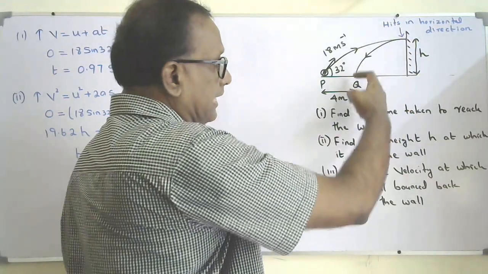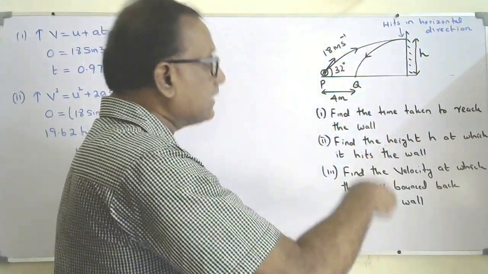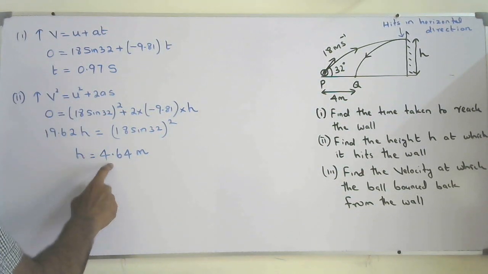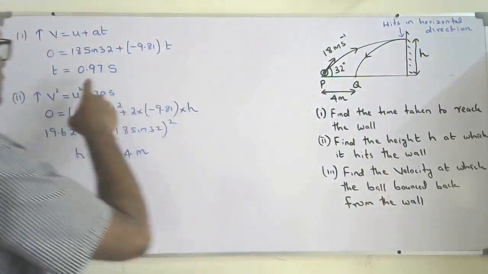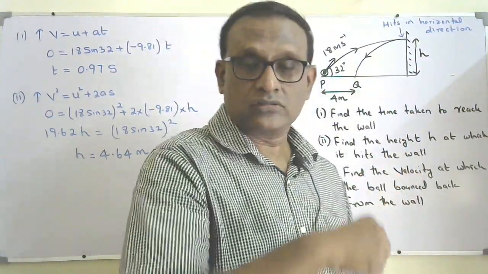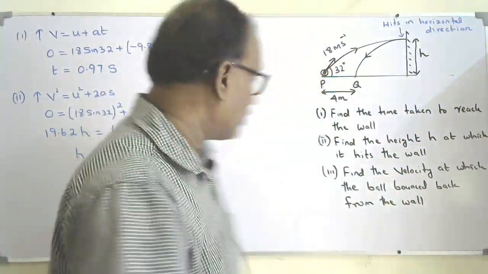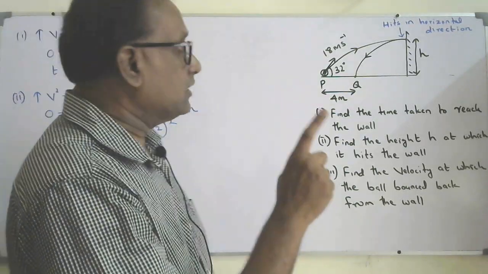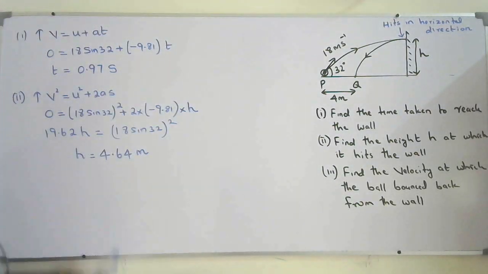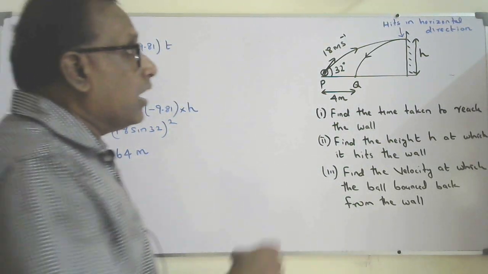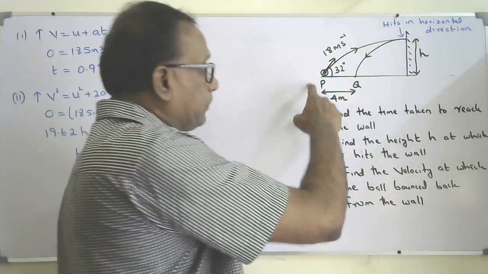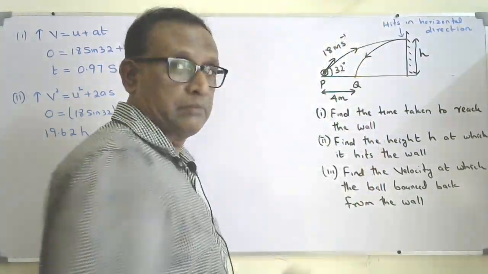So when it comes back and hits the ground, its vertical displacement is again the same as earlier what we found, 4.64 meter. So to complete this vertical displacement in upward direction, it took 0.97 seconds, means to come back and reach the ground, again it's completing vertical displacement of 4.64. The time taken to reach the point Q from the wall, again the same time, 0.97 seconds, right? So I need to find the horizontal velocity at which it's bouncing back. The time is same, P to the wall and wall to Q, the same time.